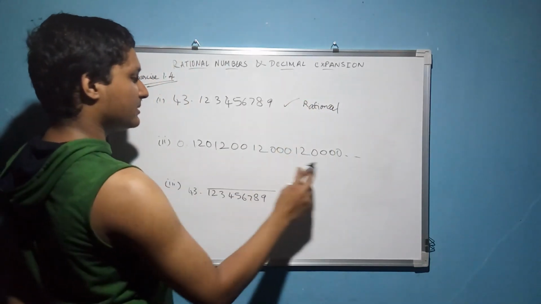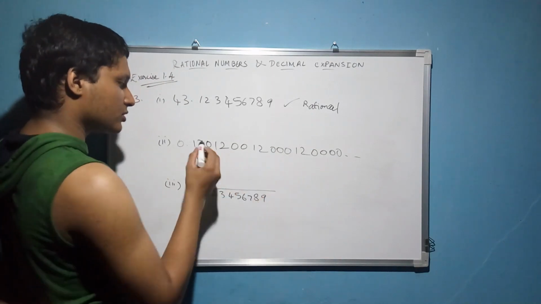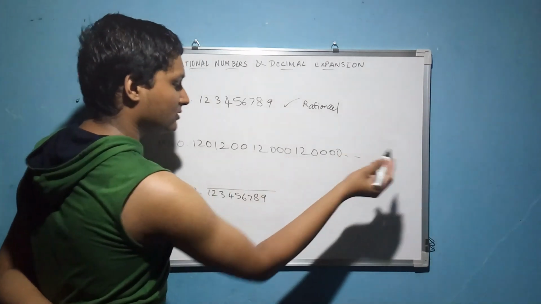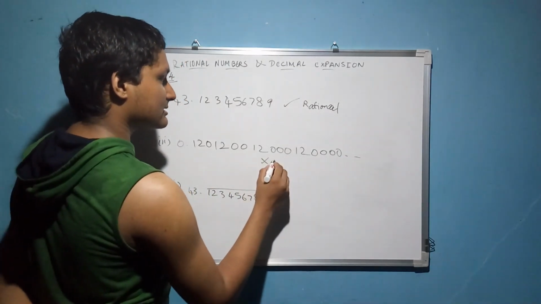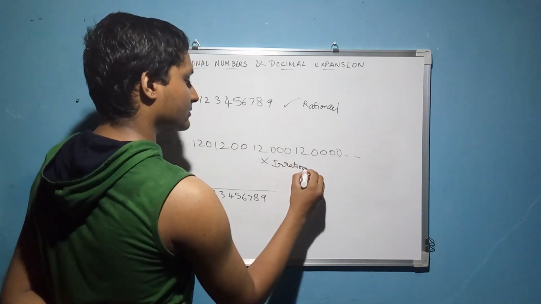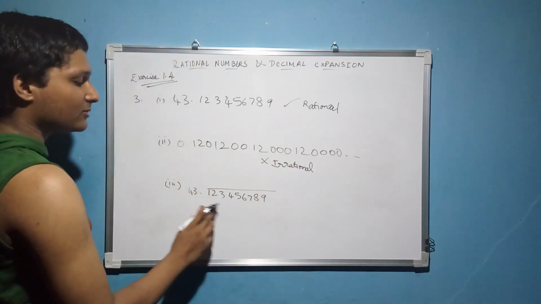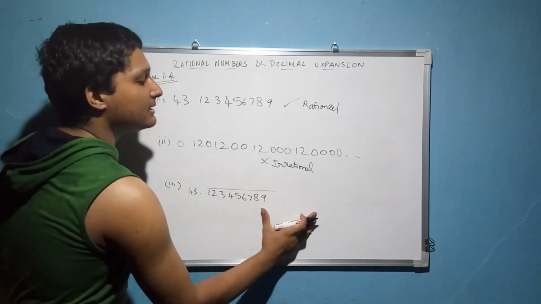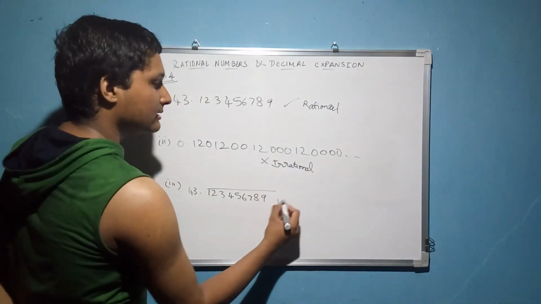Here it is not terminating and it's not recurring also. See here 1, 2, 0. Here one more 0 is extra. Here one more and like that. So it is not rational. It is irrational. Seeing this, I can make out that it is non-terminating but recurring. The same number of digits appear again and again. That means that it is rational.